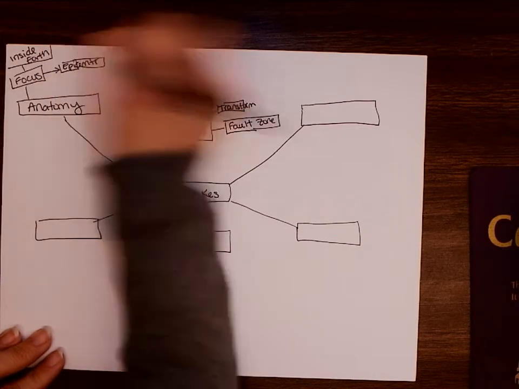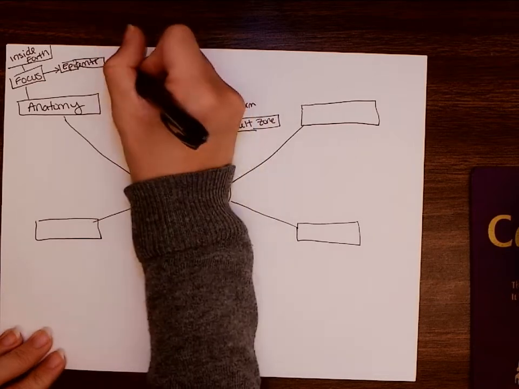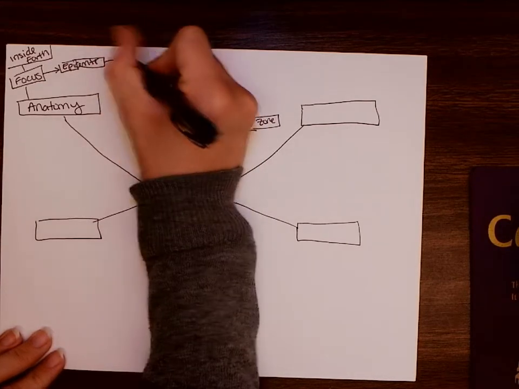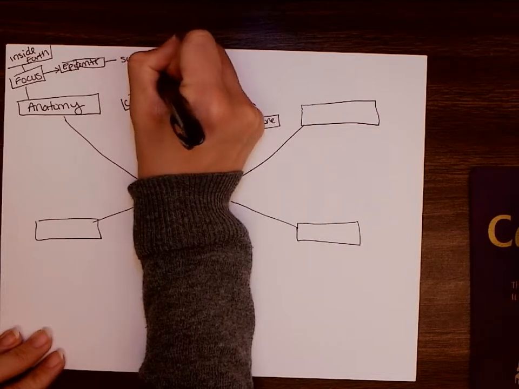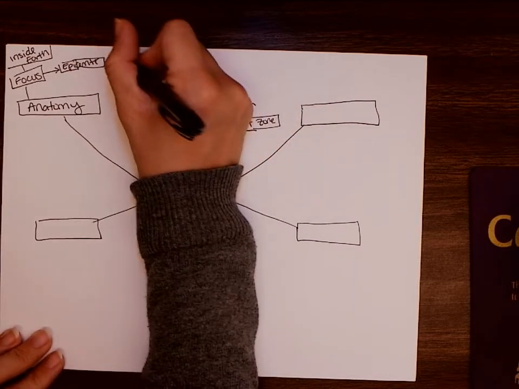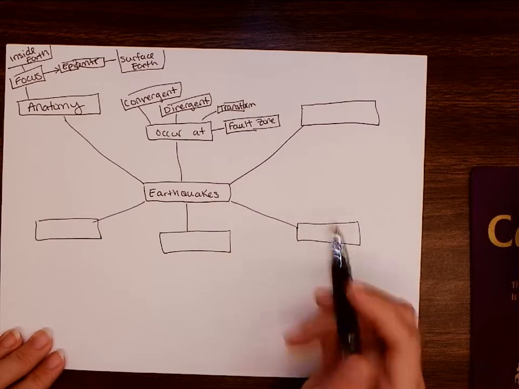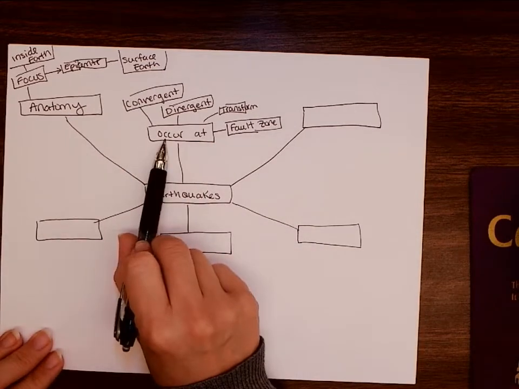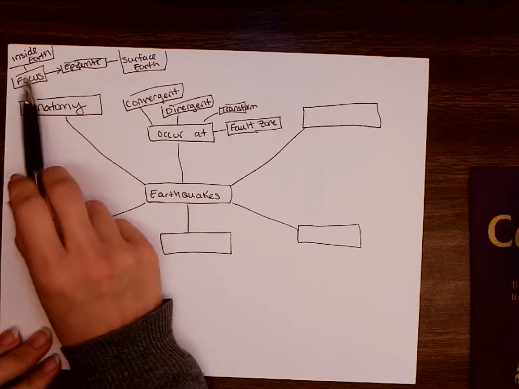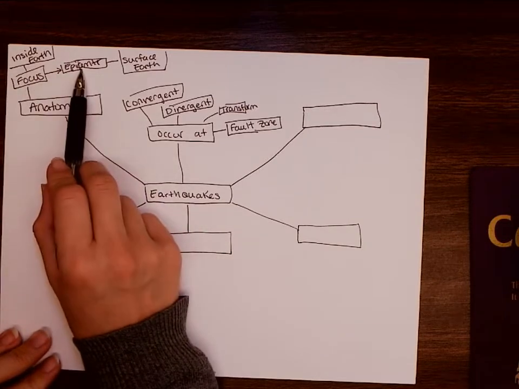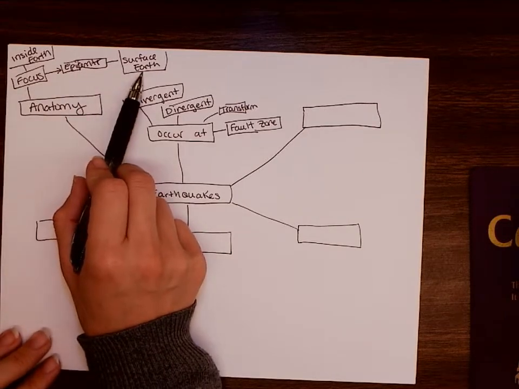I guess I didn't make my box big enough. Our epicenter, and this is going to be on the surface of the earth. Directly above our focus here. Okay, first part, where do they occur? Second part, what does an earthquake look like? We have our focus inside the earth, our epicenter on the surface directly above it.